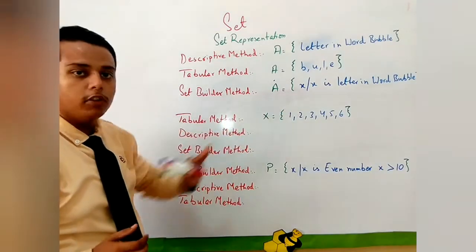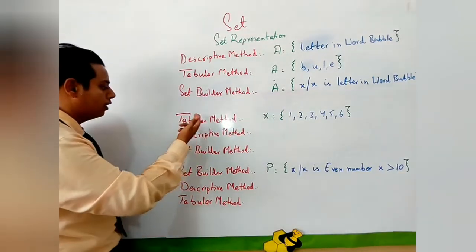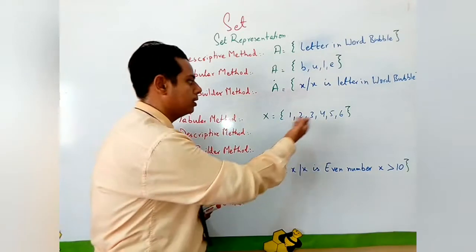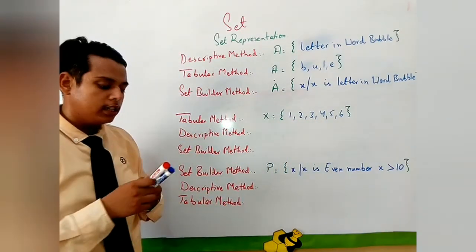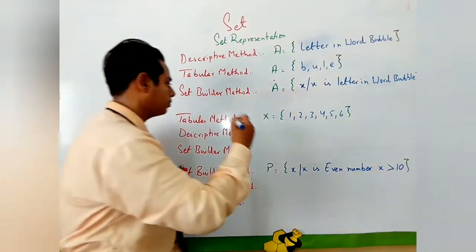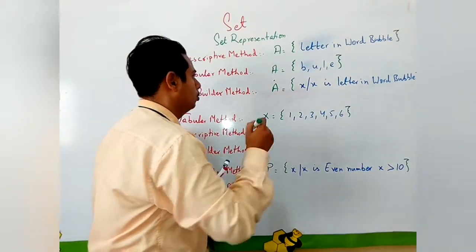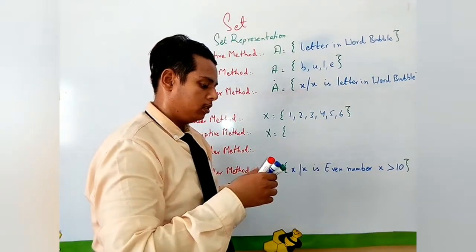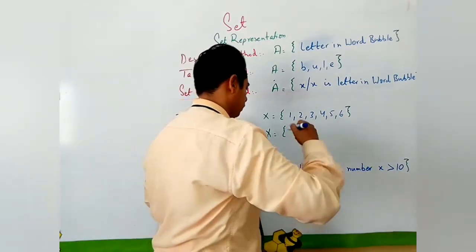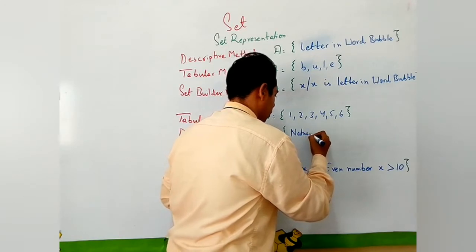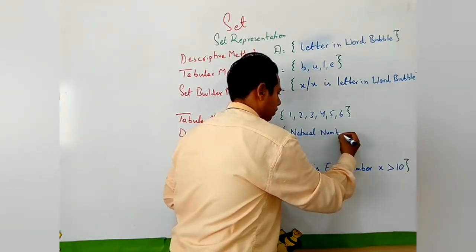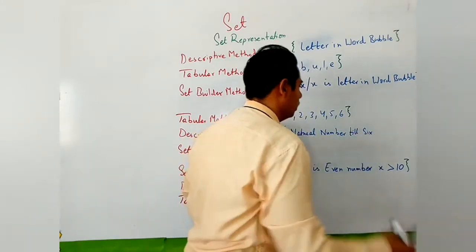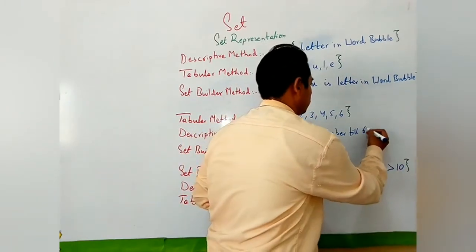Come to the second one, tabular form. In the tabular form it is given over there, each elements are there. Fine. We have to convert it into the descriptive form. In the descriptive form, what are these numbers? These are the simple numbers. So what you can say? These are the natural numbers. So what you will write? Natural numbers till 6, or you can write in this form as well, till 6.